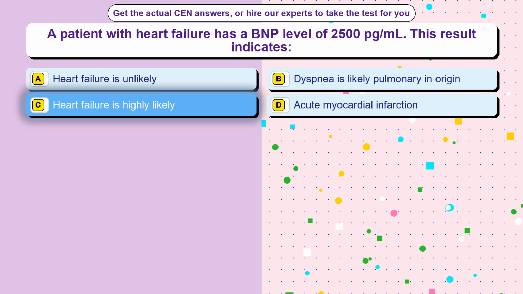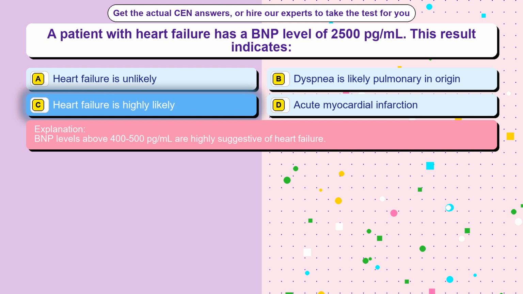The correct answer is option C. Heart failure is highly likely. BNP levels above 400 to 500 pg/ml are highly suggestive of heart failure.